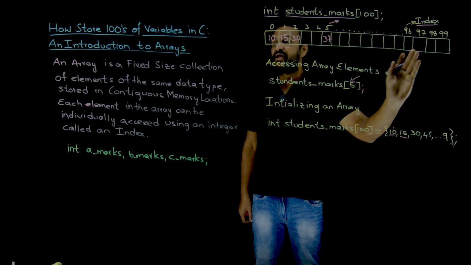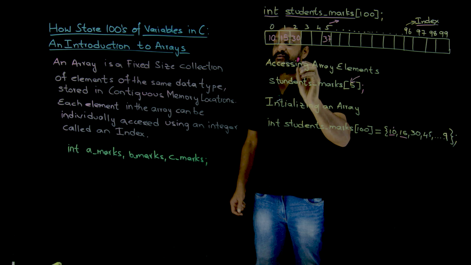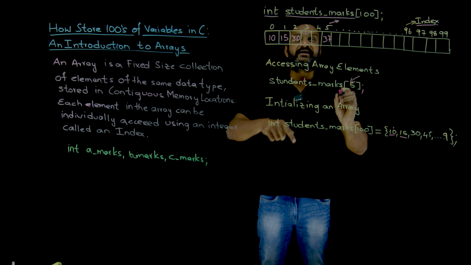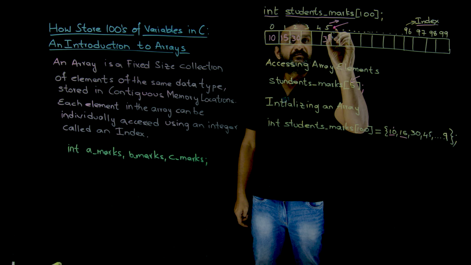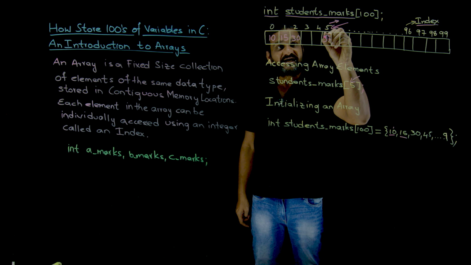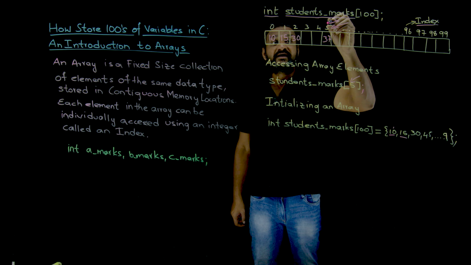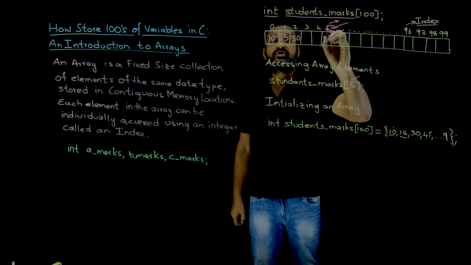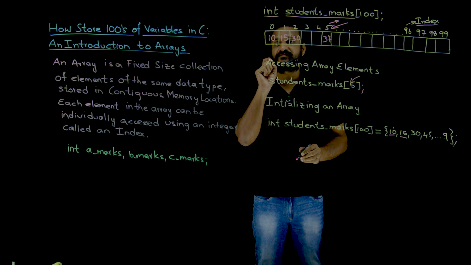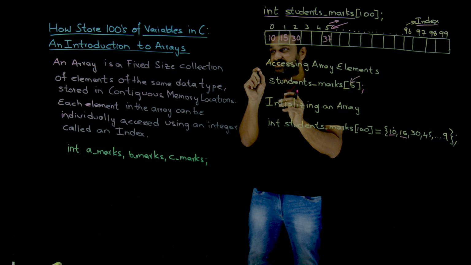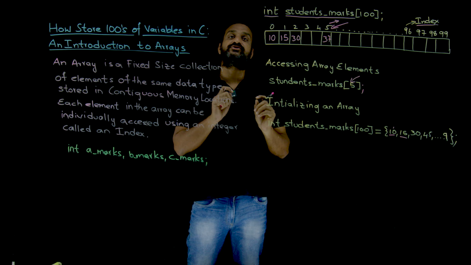Each element of the array can be individually accessed using an integer. So this is the integer by which we can access the element in that particular location. To access the element within that particular location, we need to have the index. Okay, so this is the basic understanding. This is just an introduction to the array.